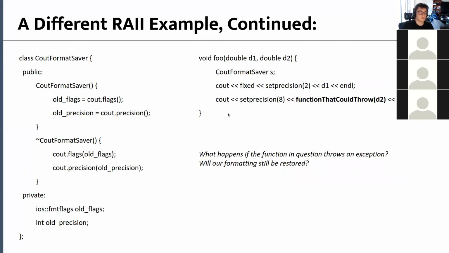Additionally, another justification for using RAII is that it's exception safe, and that destructors are called even if the frame is left through an exception. So even if we have some function that could throw here, we can rest assured that no matter how we leave this function, our old settings for our cout formatting will be restored.